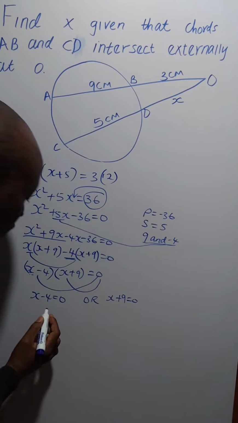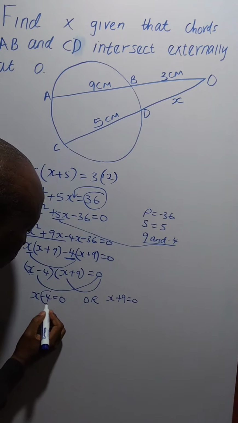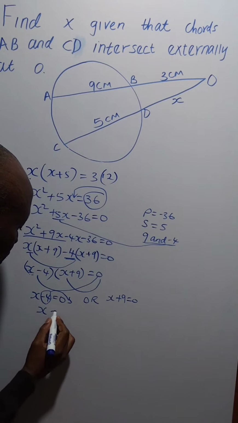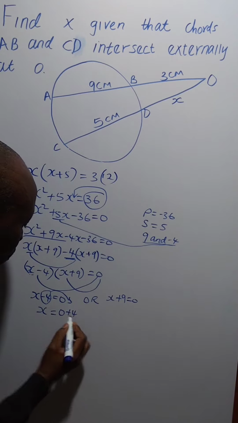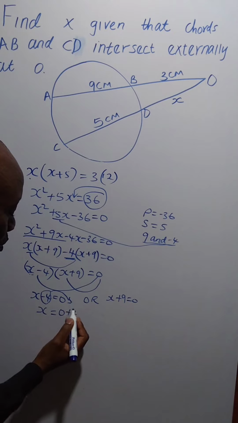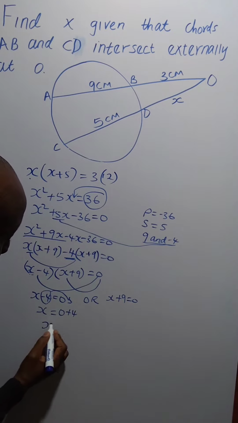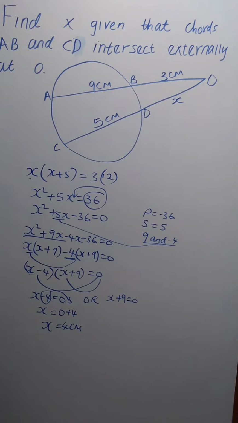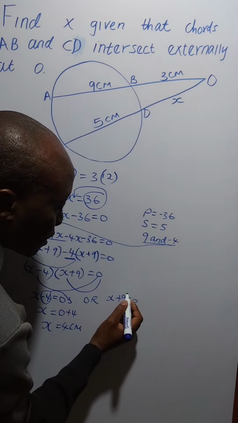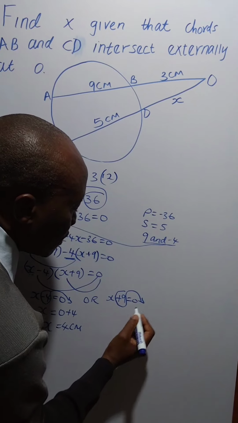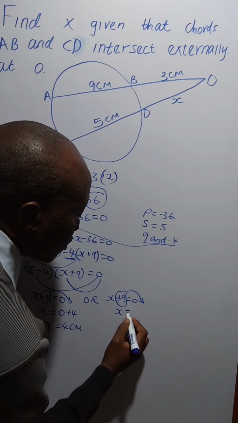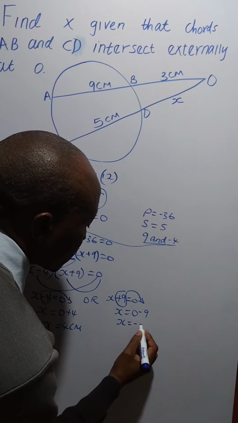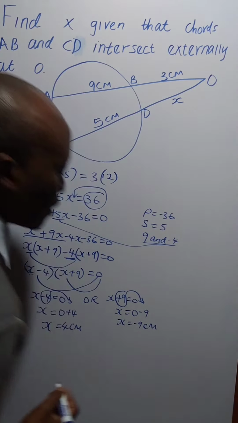If this is the case, then we shall take this one across equal signs. That means we shall have x is equal to 0 plus 4, because when negative 4 crosses equal signs, it becomes positive 4, meaning our x is equal to 4 centimeters. If this is the case, we shall take this across equal signs, so we shall have x being equal to 0 minus 9, meaning that our x is equal to negative 9 centimeters.